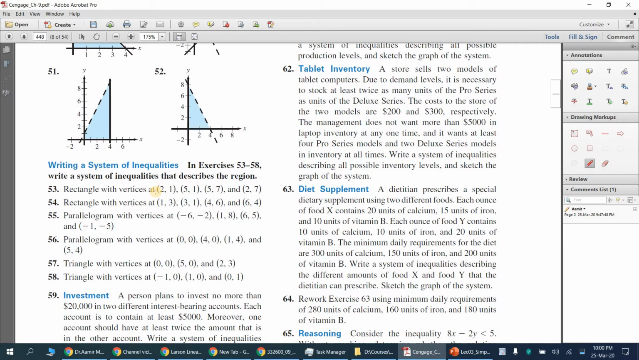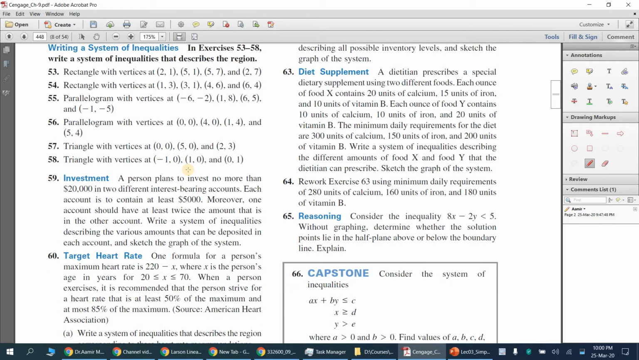Then there are some more problems given. Here you are given some vertices, some points, corners, and then you have to write down the set of inequalities that describe these regions. So think over it. This is a little bit different problem. Think over how to do it.